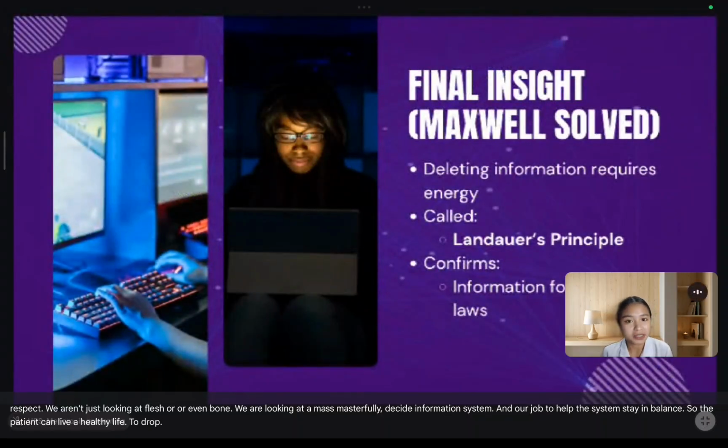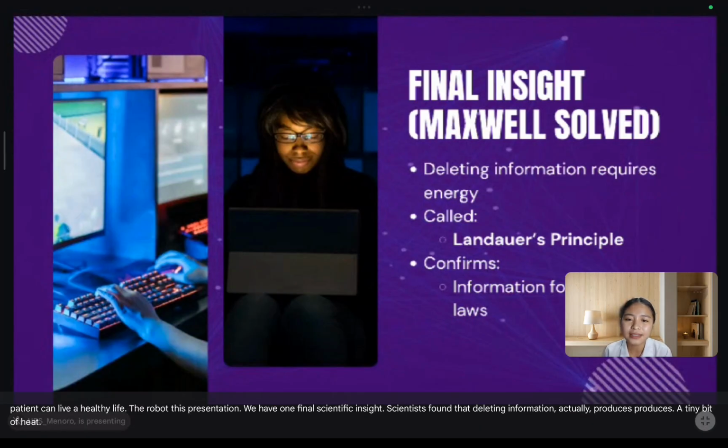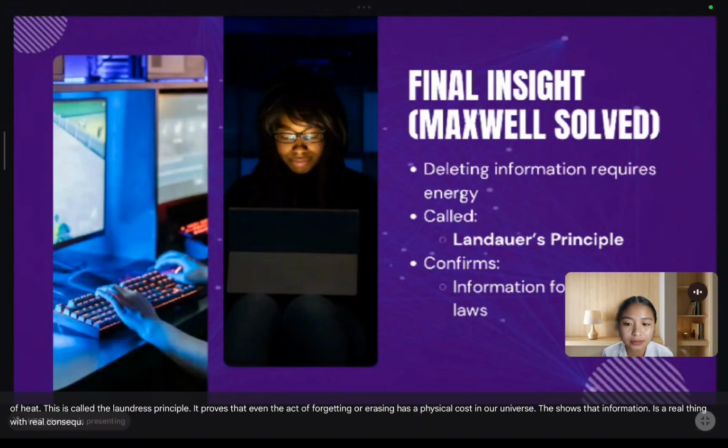To wrap up this presentation, we have one final scientific insight. Scientists found that deleting information actually produces a tiny bit of heat. This is called the Landauer principle. It proves that even the act of forgetting or erasing has a physical cost in our universe. This shows that information is a real thing with real consequences.